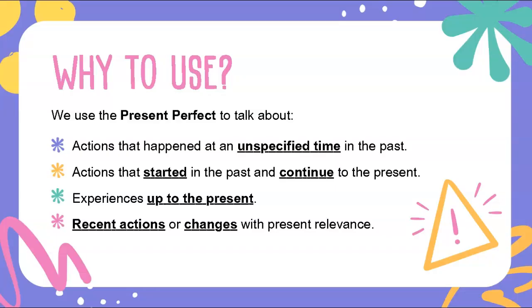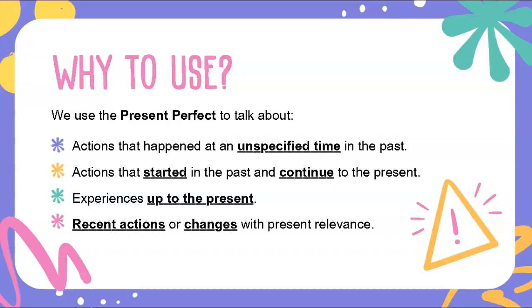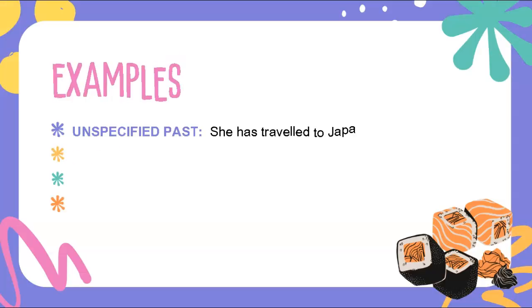And number 3 is about the experience up to the present, and so that means it's about your life experiences, and also the recent actions or changes with present relevance. What I mean by that is that there has been some kind of change, or that there has been a recent action, and the result or the outcome is observable at present. Let's see the examples of these situations.